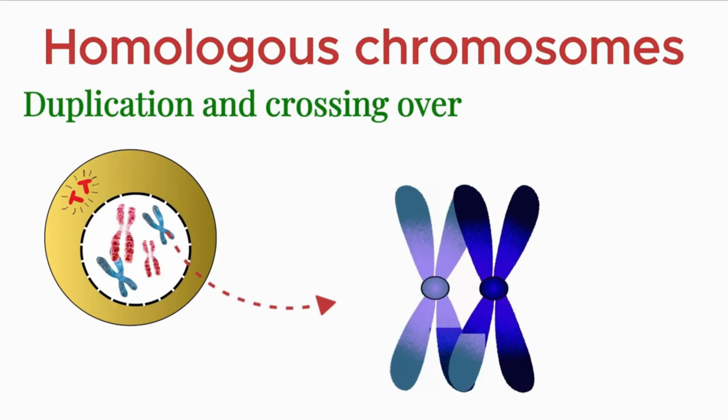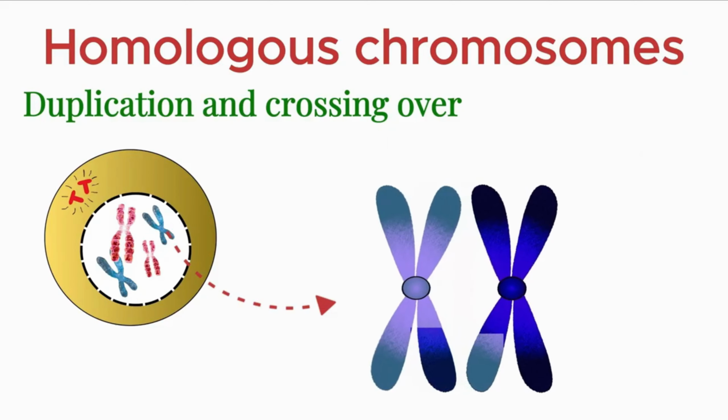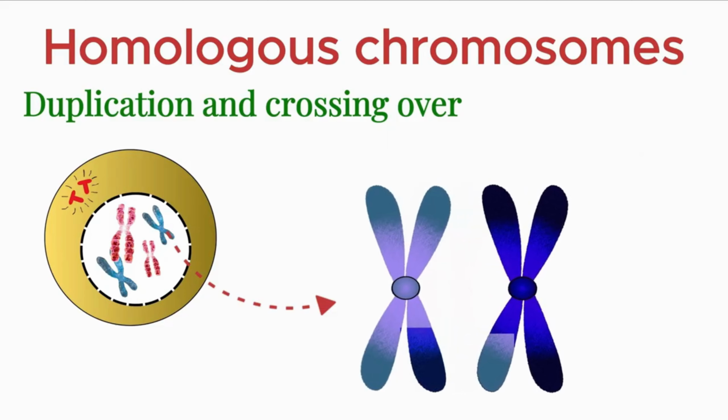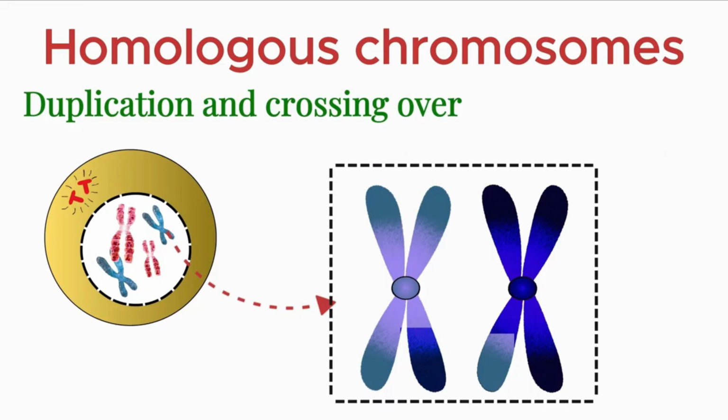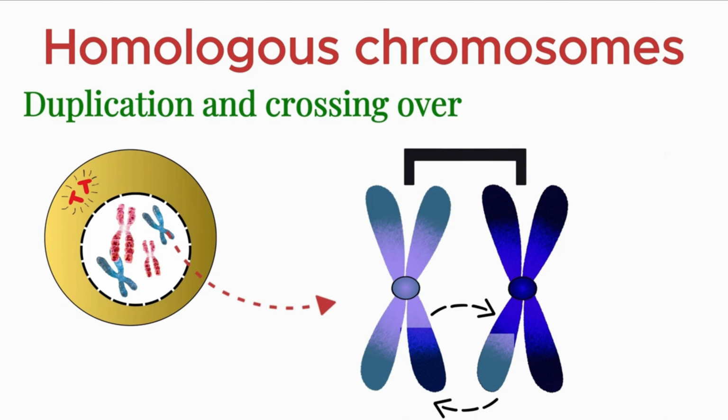As a result of crossing over, recombinant chromatids are formed. These contain a mix of genes from both parents. This process is a major source of genetic variation in sexually reproducing organisms, including humans. The example I showed involves a single crossover, where two non-sister chromatids exchange genetic material at one point.